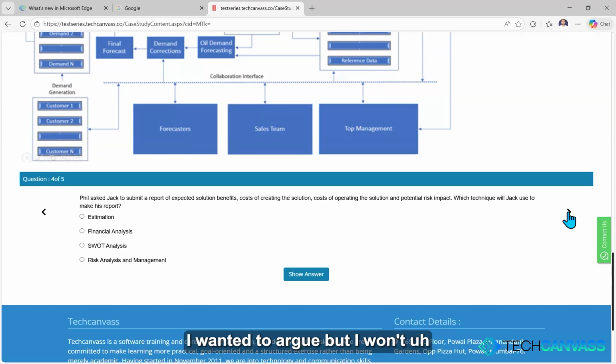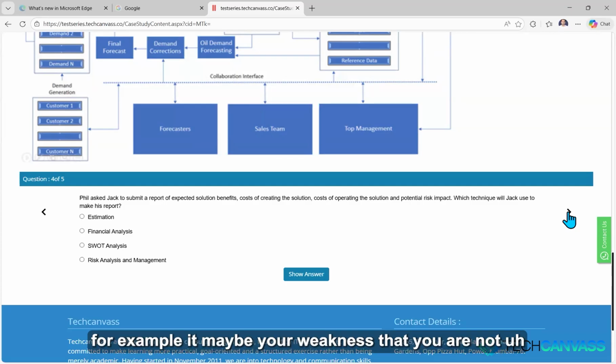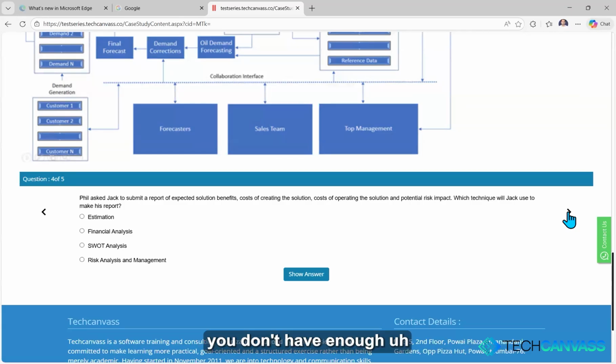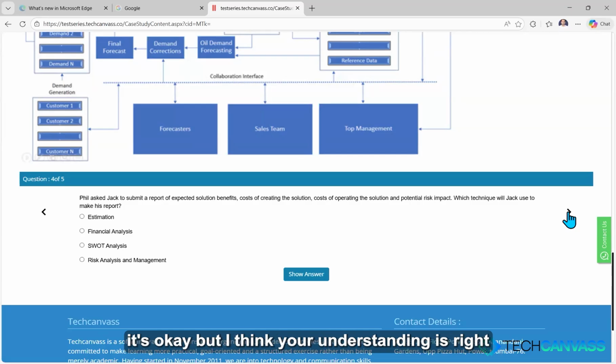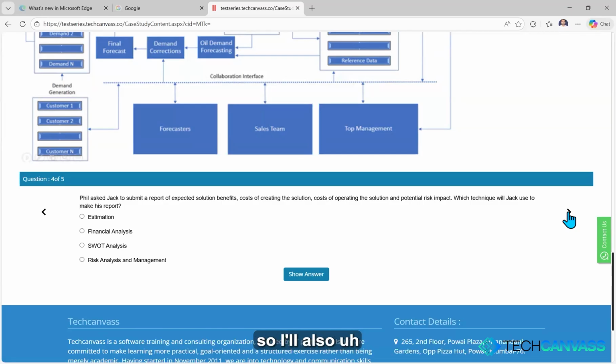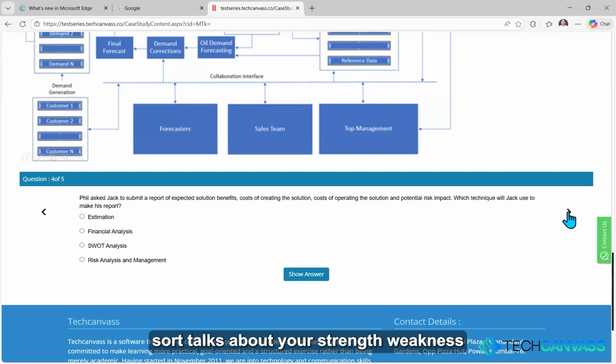In your SWOT analysis, I wanted to argue, but I won't. The cost, for example, may be your weakness, that you don't have enough cash in hand as a business. Yes, so that goes into threat. Yeah, I was thinking that while I was saying it. But I think your understanding is right. SWOT talks about your strengths, weaknesses, opportunities, threats; finance is not the biggest part of it. The numbers aren't the biggest part of it. So I would say correct.